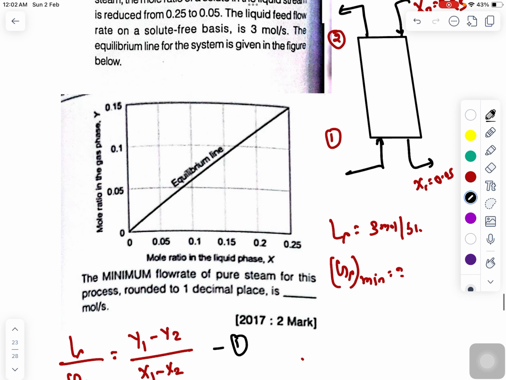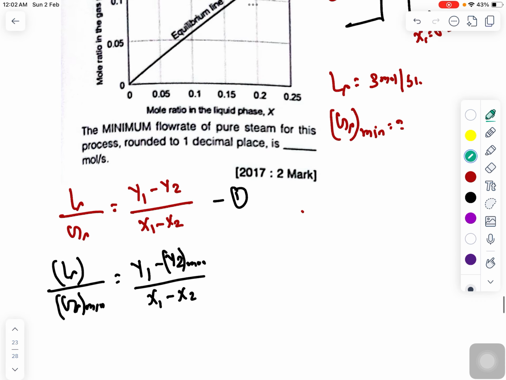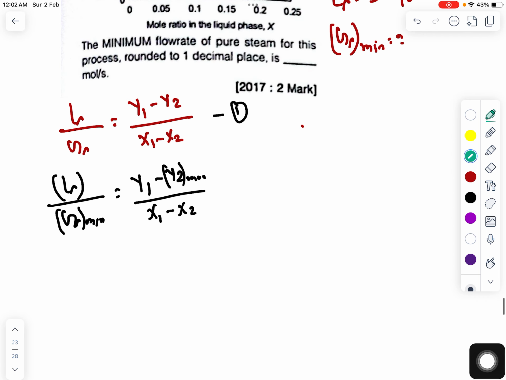Is that clear? Why y2 max? Because this is getting transferred from here to here. So y2 is the exit concentration of solute in the gaseous phase with respect to the Gs minimum. So however much Gs minimum is supplied, that gives the maximum concentration of solute in the gaseous phase that can be achieved. This is the second equation. So if I divide equation first and second, what will I get?